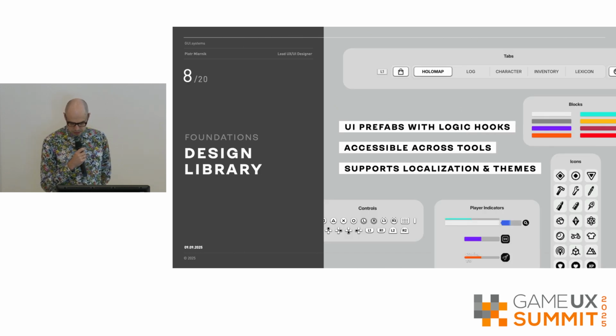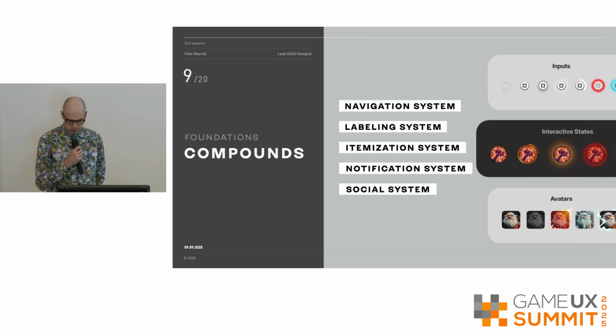The next layer is design library, known also as components library. These are prefab UI elements with built-in logic hooks, think of drop-down menus, sliders, tab bars, or inventory slots. They aren't just visuals, they are functional, tested, and reusable. Designers can use them in Figma or Sketch, while engineers can integrate them into the engine.